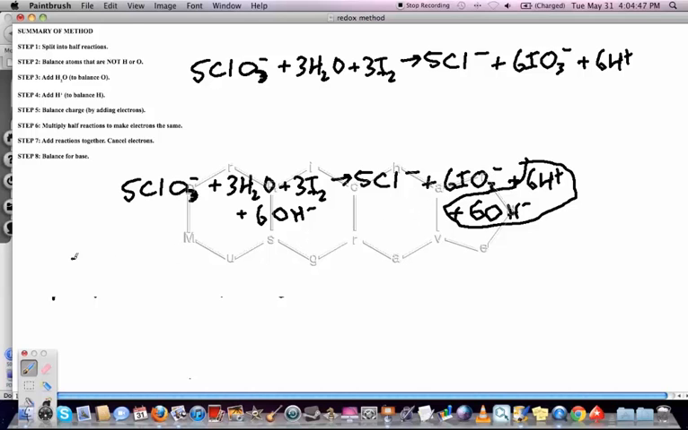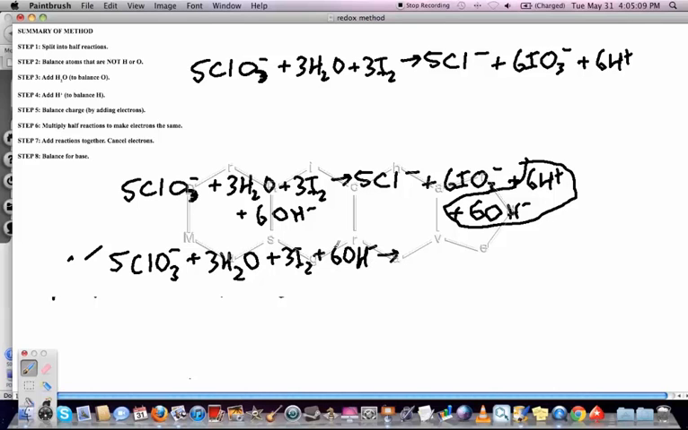And I'll have 5 ClO3 negative plus 3 H2O plus 3 I2 plus 6 OH minus. Remember, I had to add the 6 OH minuses to both sides. I'm titrating the reaction.